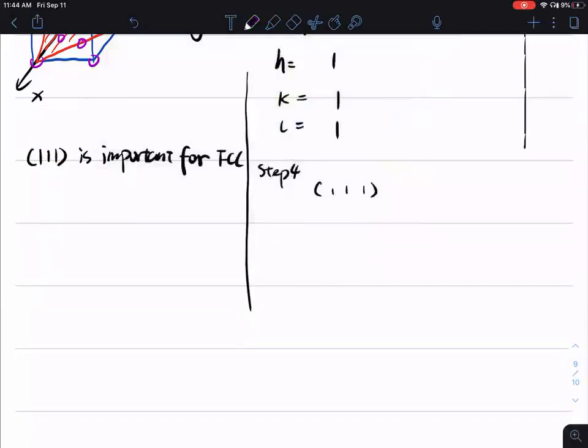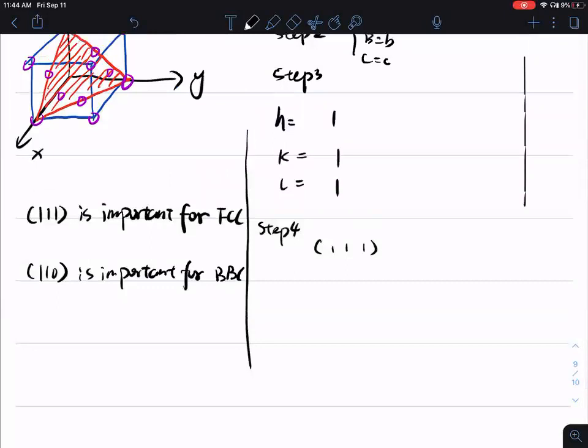And of course, for BCC, the 110 direction is important. You can think about where BCC is.